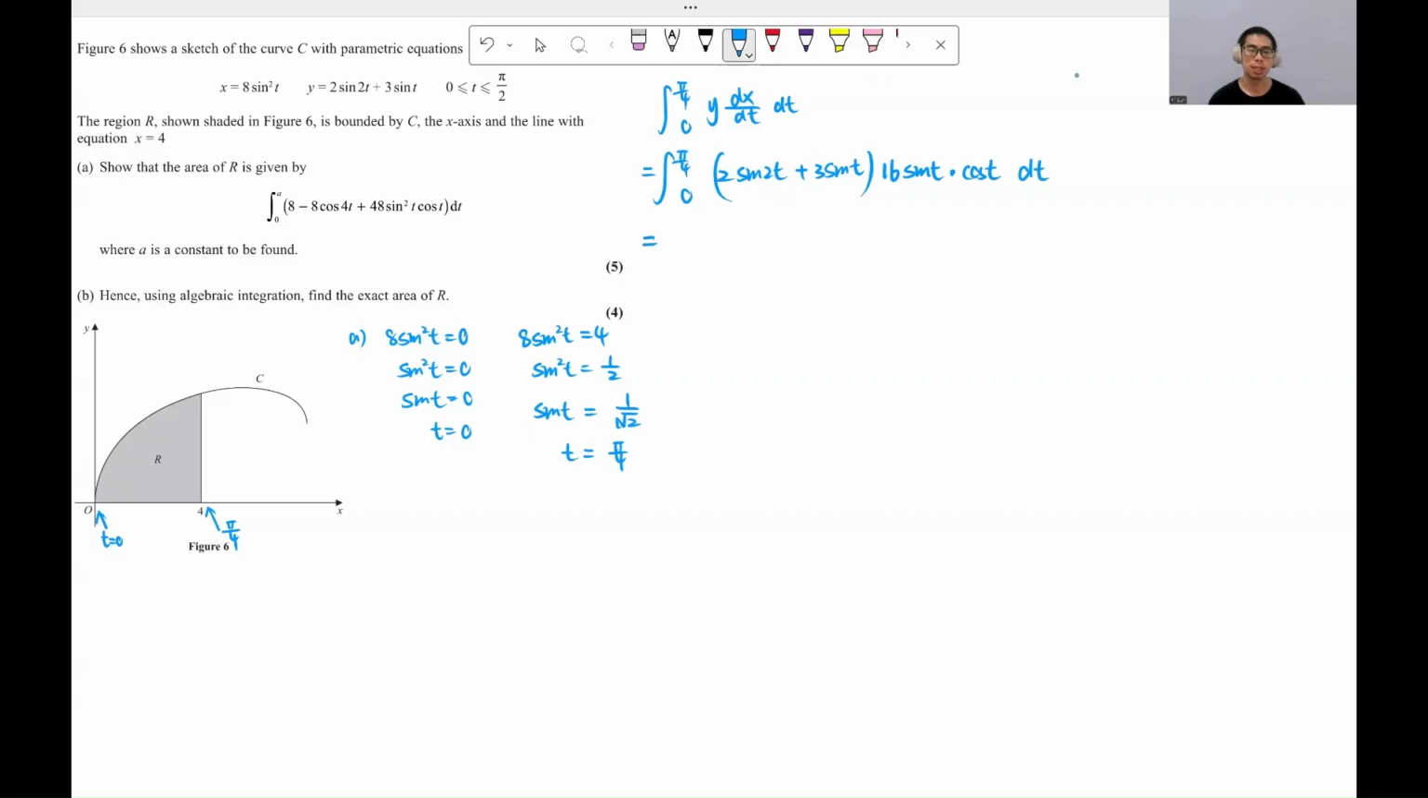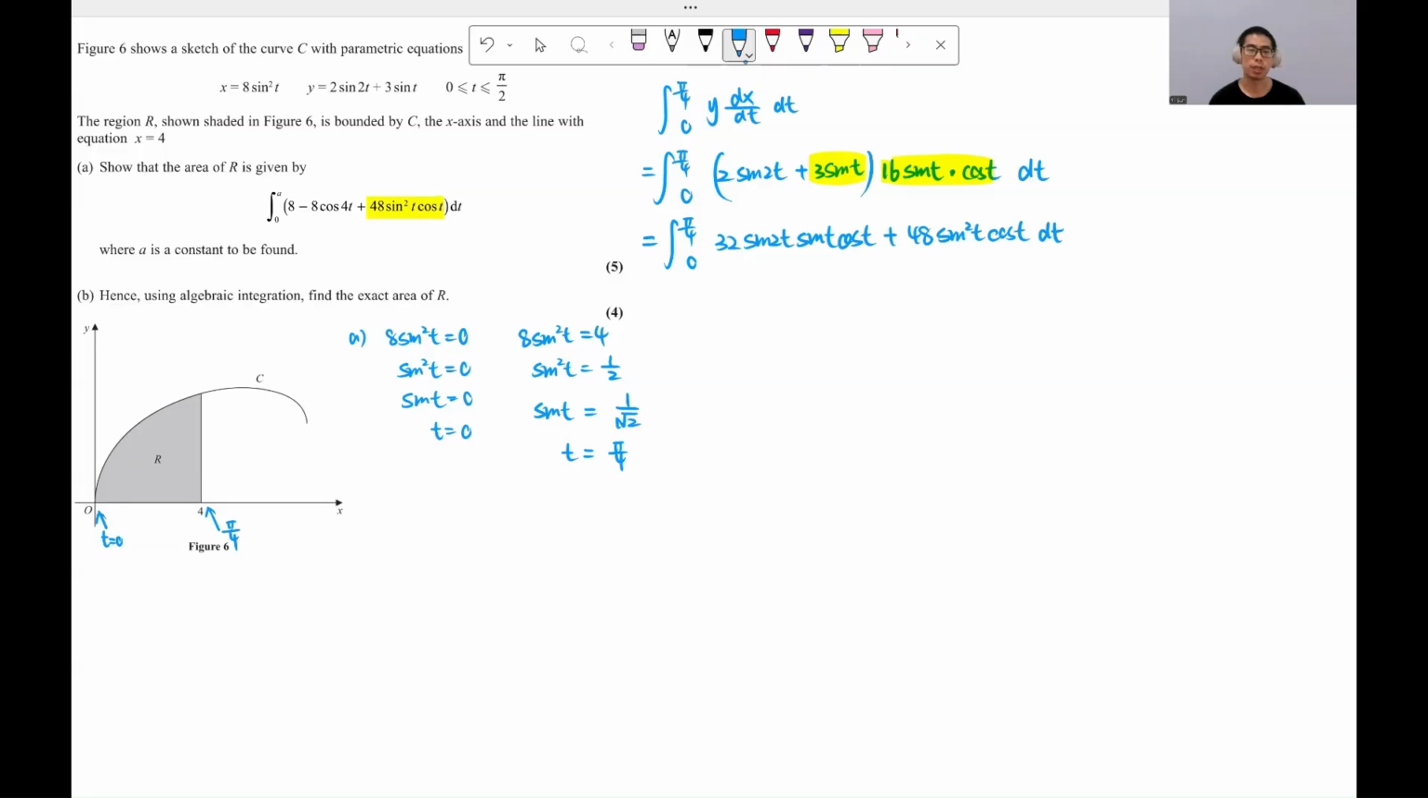So they want 8 minus 8 cos 4t, and then plus 48 sine squared t cos t. We can see that if we multiply out those two, we will get the second half straight away. So let's do the expansion first. That would be the integral from 0 to pi over 4, and then multiplying them out, that would be 32 sine 2t sine t cos t. And the second half will be 48 sine squared t cos t dt. So we got the second term.